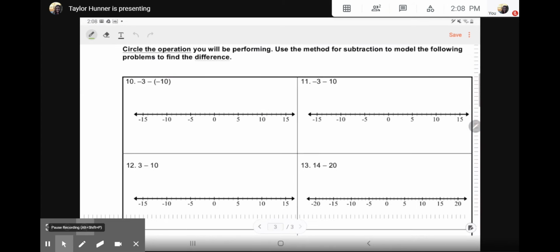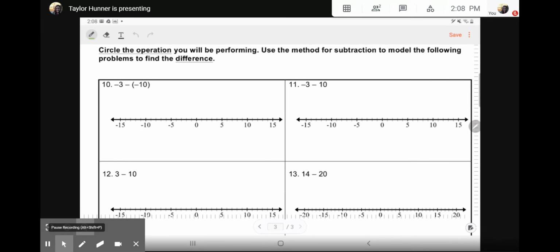Again, now we're circling the operation that we're going to be performing and use the method for subtraction to model the following problems to find the difference. So I want you guys to now try this first one. So go ahead and pause and try number 10.